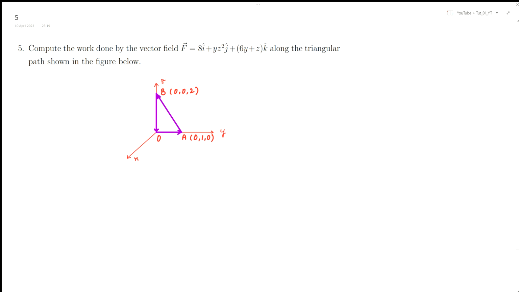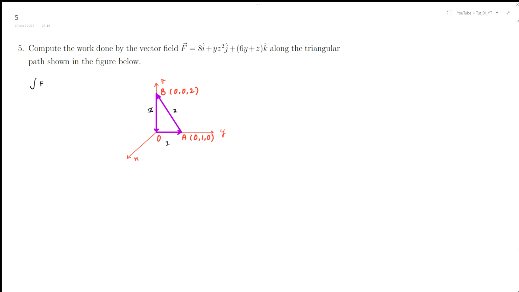This is basically a line integral problem, and here we are supposed to find the work done by this vector field along this triangular path. Suppose we are breaking this path: this is one path, 0 to A, then this is our second path, A to B, and this is our third path. And we are supposed to find what will be the work done.